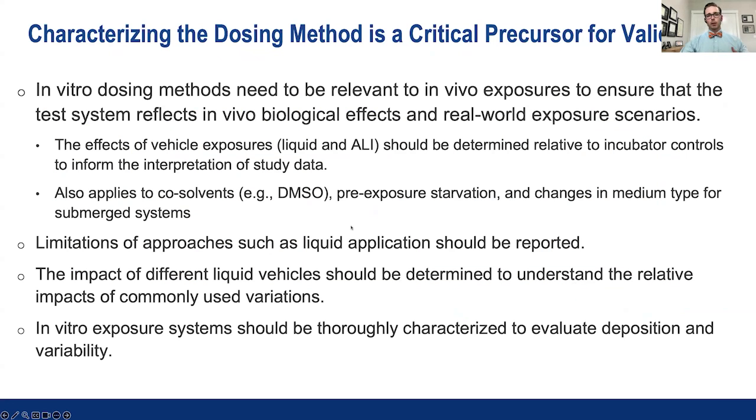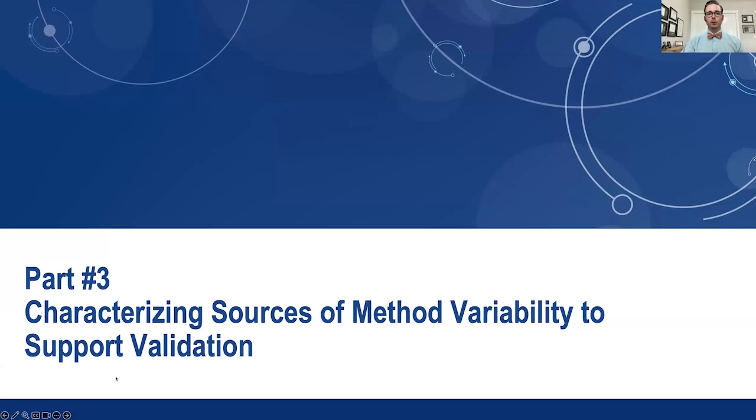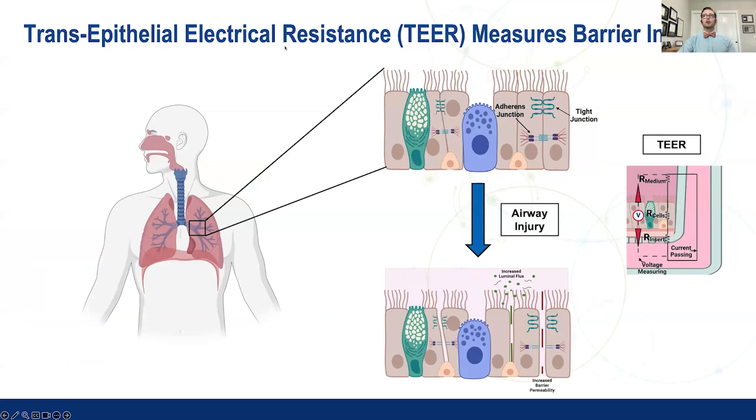And so basically, and I'll try to shorten this up for time, we want to understand the effects of our dosing method so we can extrapolate that into how we interpret the limitations, applications, and interpretations of our study data. So if we move on, we'll do a real quick but deep dive into one method that's very common in the respiratory space. This is TEER, trans-epithelial electrical resistance. It measures epithelial barrier integrity.